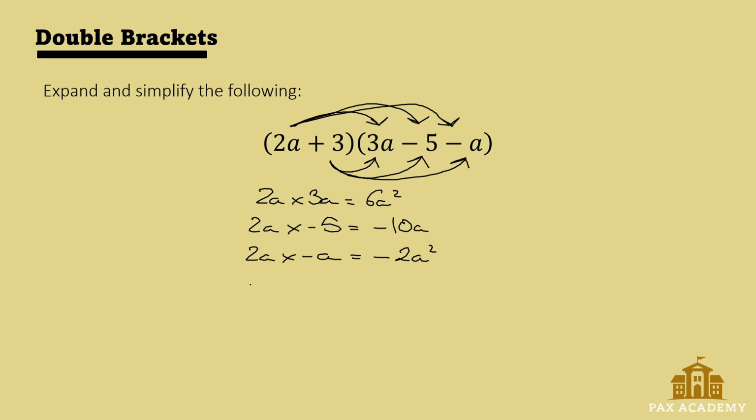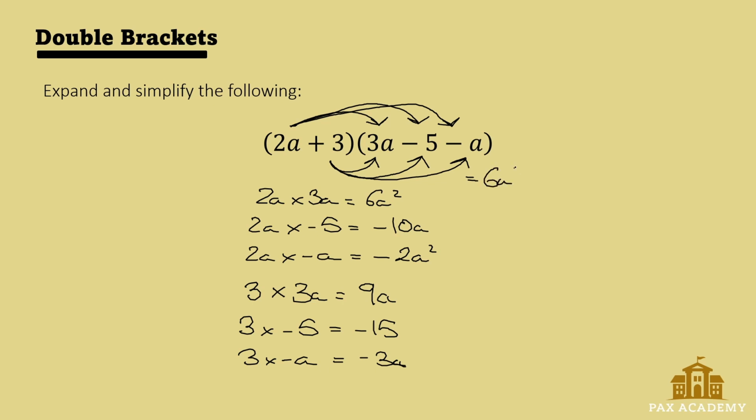And then the second term in the first bracket, so 3 times 3a is equal to 9a. Then 3 times minus 5 is equal to minus 15. And finally, 3 times minus a is equal to minus 3a. Excellent. So let's write all these terms down. So we have 6a squared minus 10a minus 2a squared plus 9a minus 15 minus 3a squared.